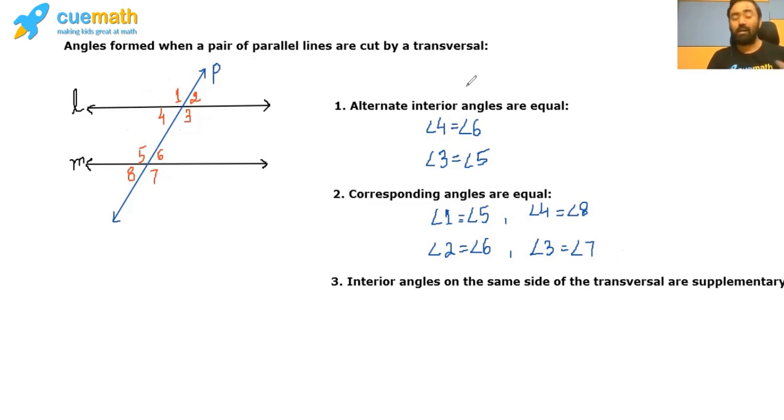Let's now look at the third condition, which says that interior angles on the same side of the transversal are supplementary. The interior angles on the same side of the transversal are angle 4 and angle 5, and these two angles are supplementary. It means that angle 4 added to angle 5 gives 180 degrees, since supplementary means the sum of the two angles is 180 degrees. Similarly, angle 3 added to angle 6 is 180 degrees. These results are very important because they will help us solve a number of questions on this topic.